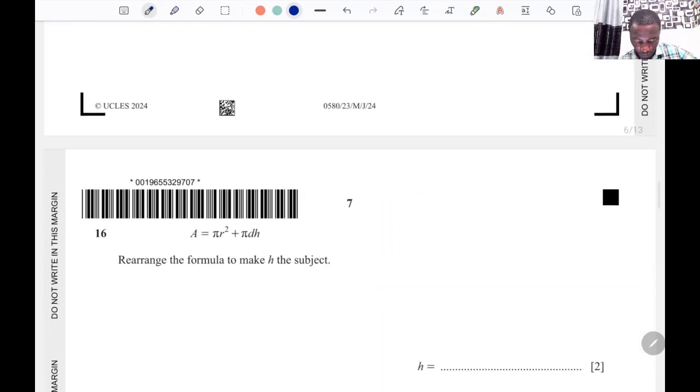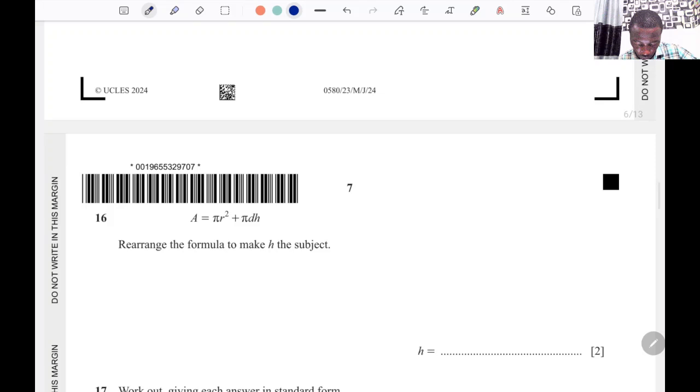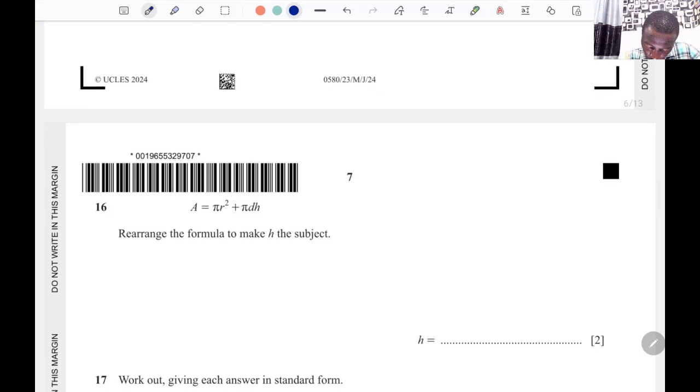Now, question number 16 says that we should make h the subject of the formula. So it's actually very simple. What you do is to move these values outside. You can leave this one alone. This is the subject we're looking for. So to rearrange it, A equals pi r squared plus pi d h, so minus pi r squared is equal to pi d h, right? So we divide both sides by pi d. So we have pi d.